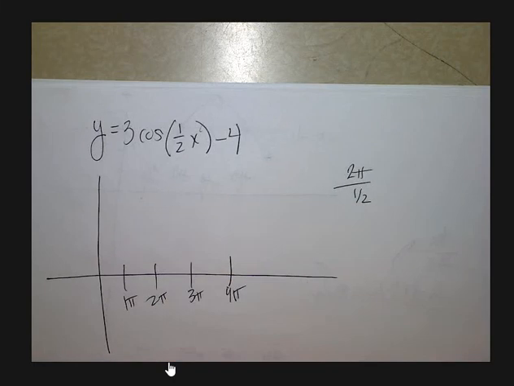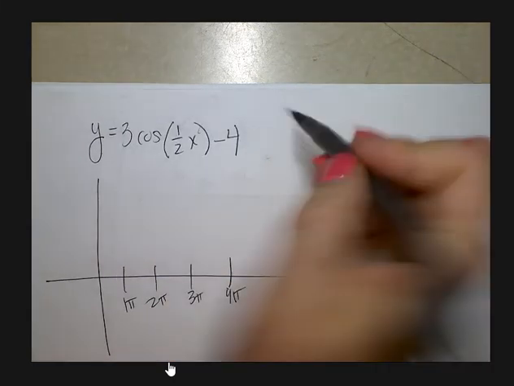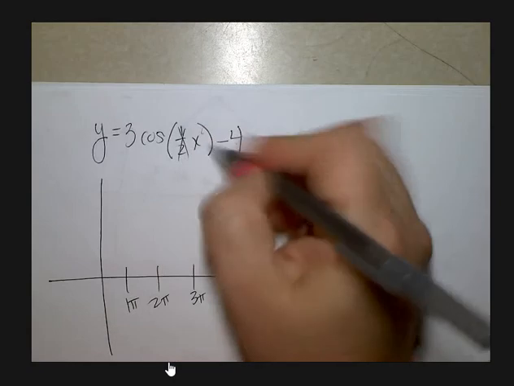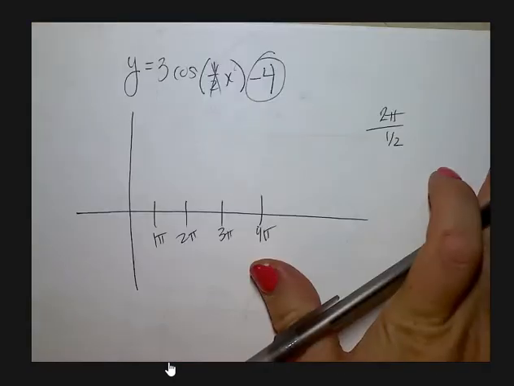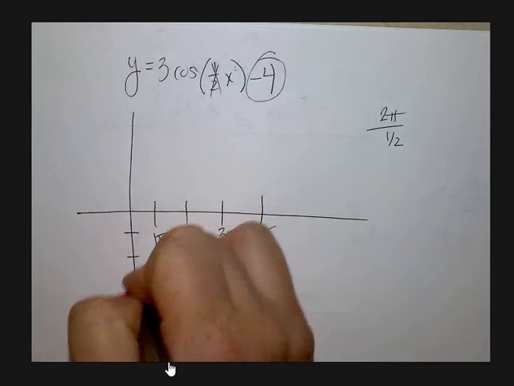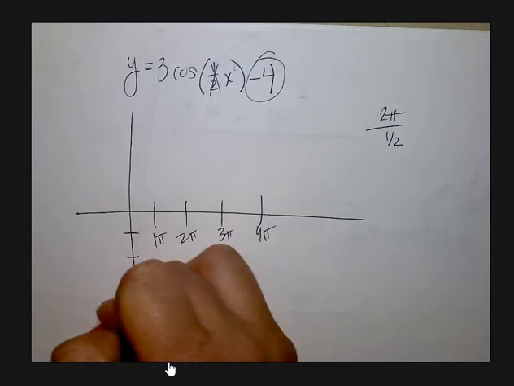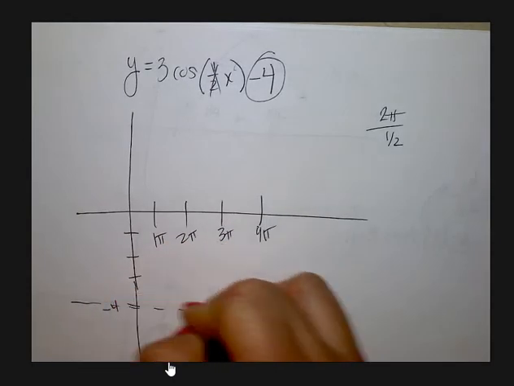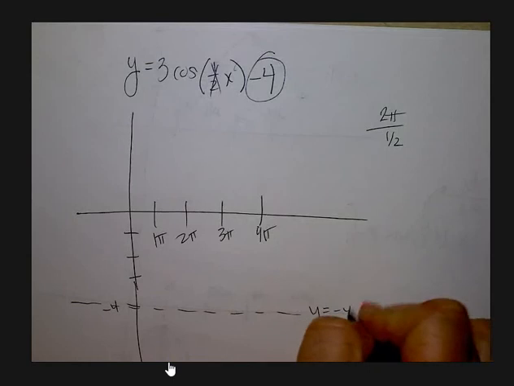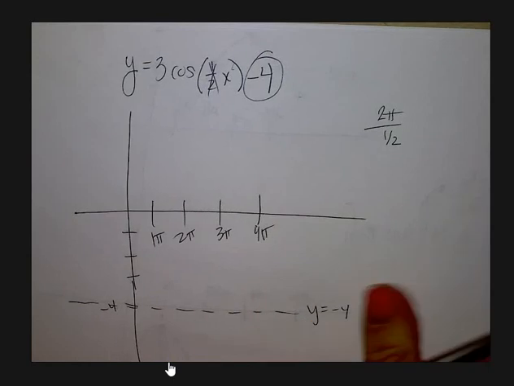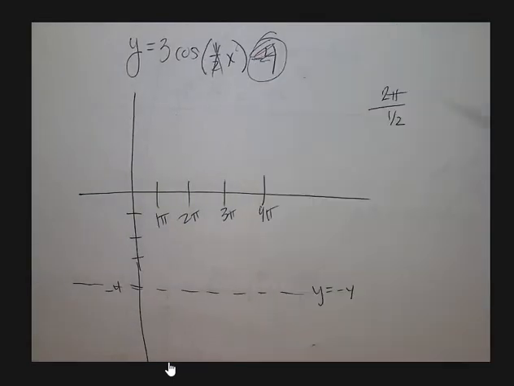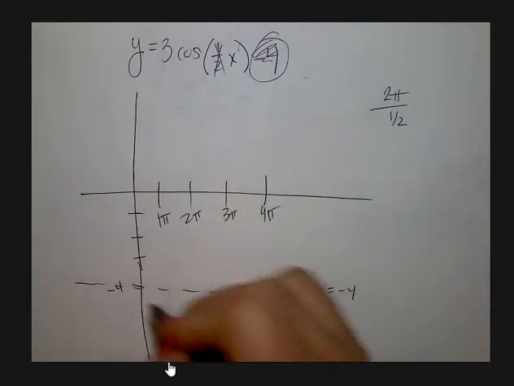Okay, so I've taken care of that, so I'm done with this. Then I'm going to do the vertical shift, midline of -4. Y equals -4. So I've taken care of that. Now I'm going to apply the amplitude. So start right now at 0. What is the cosine at 0? 1. 1 times 3 is 3 up from this point.